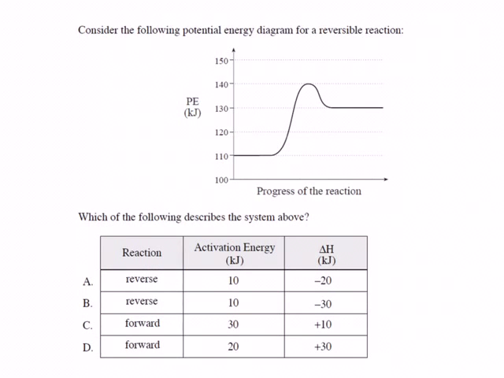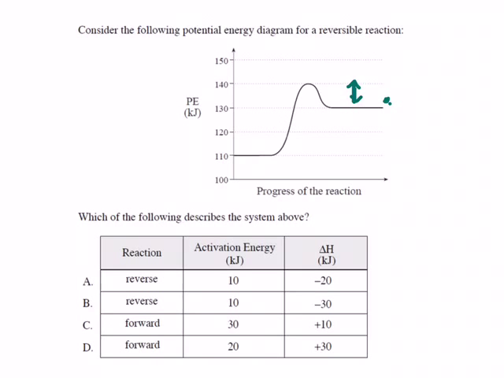A little bit of an easier question. Give your brain a break. Which of the following describes the above system? Well, in the reverse reaction, we'd be starting at the right and reading the diagram backwards. And if we did that, the activation energy in the reverse reaction would be here, this difference. And so if we go from 130 to 140, the activation energy would have been 10. So both A and B are looking pretty good from an activation energy perspective.